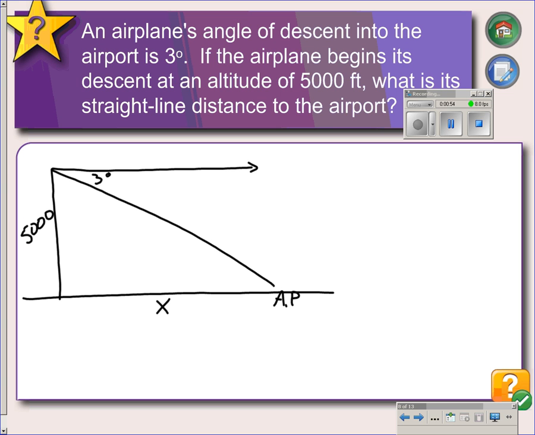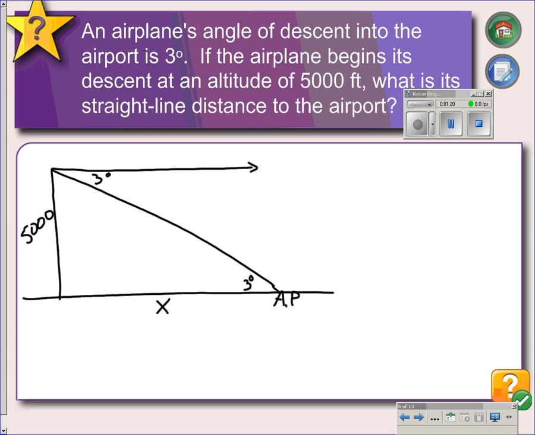So based on your knowledge of geometry, you should know that the direction the airplane's going before it begins its descent and the ground are parallel lines, and the angle of descent makes a transversal. So if this is 3 degrees up at the top left, then alternate interior angles are equal, so this would be 3 degrees at the bottom. So we're looking for x.